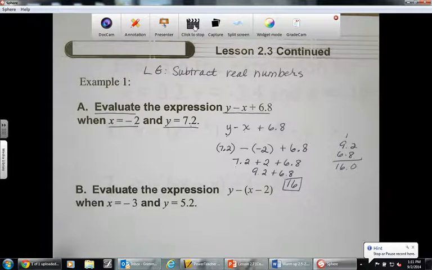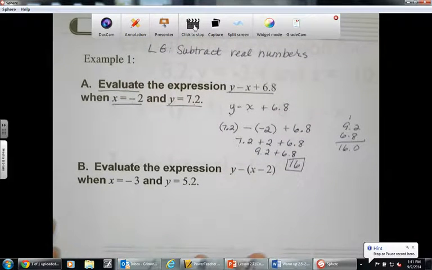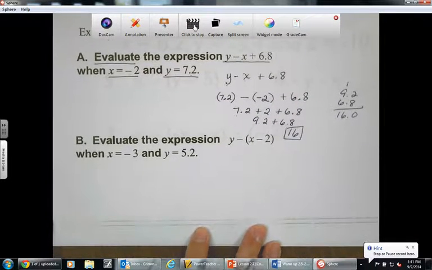Okay, all right, let's look at letter B. If you have a question, just ask. If I'm going too fast, you don't get something, let me know.